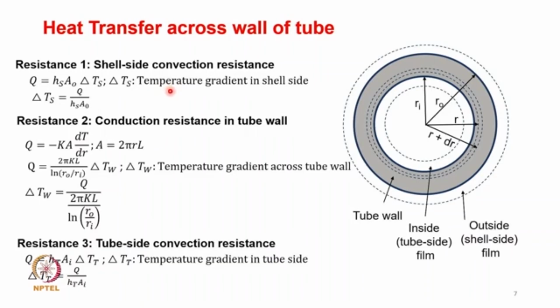And so, since it is convection-driven heat transfer, we know that it is a function of the heat transfer coefficient, area, and the temperature gradient. And of course, while writing this, we shall be able to isolate the delta Ts, which is the temperature gradient on the shell side, as Q divided by Hs times A naught.